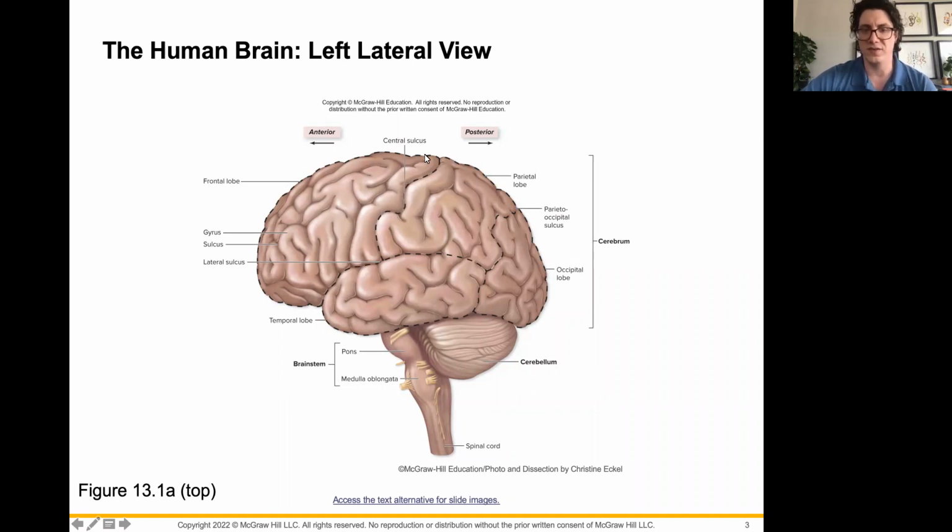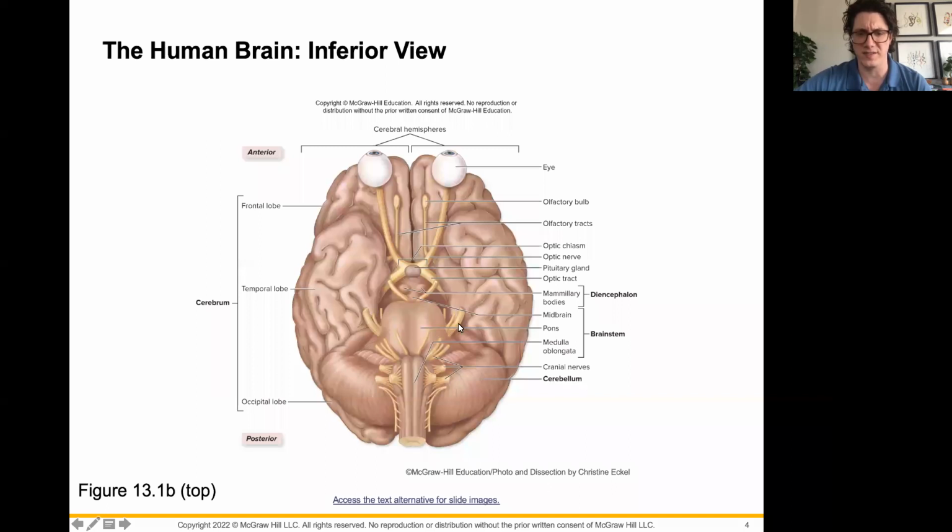Okay, now different gyri or different gyruses are going to be used for different things, or we can find more of some things located in particular places. We can also see some of the brainstem structures here, but we can see them better from this direction. So we of course have the brainstem, and then we have the spinal cord here.